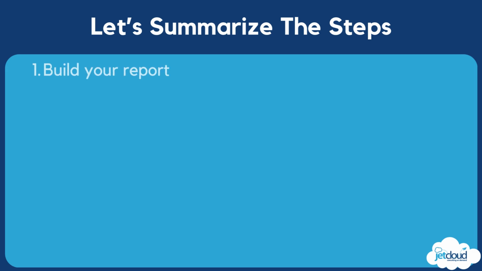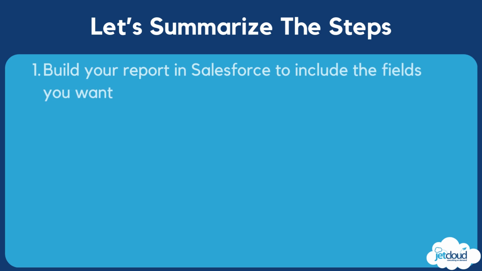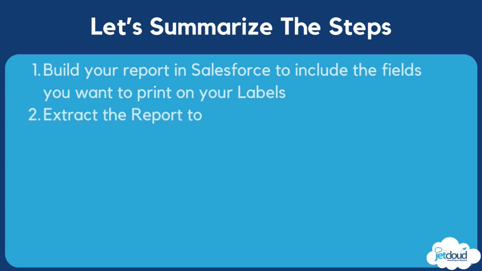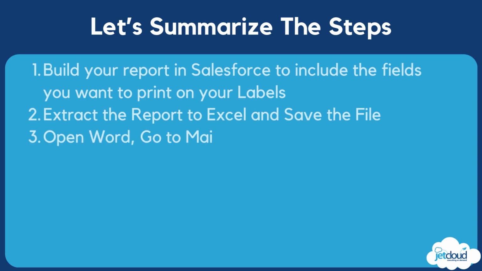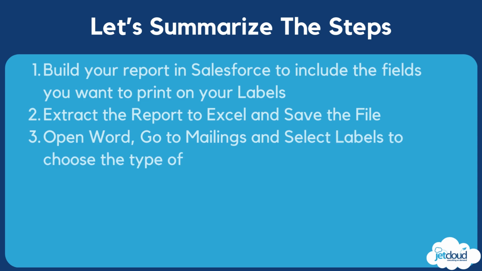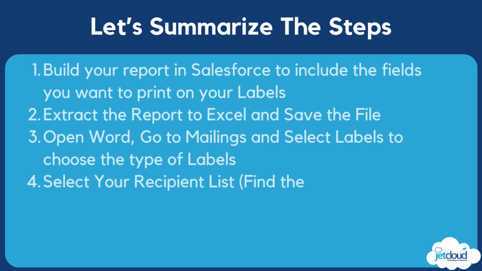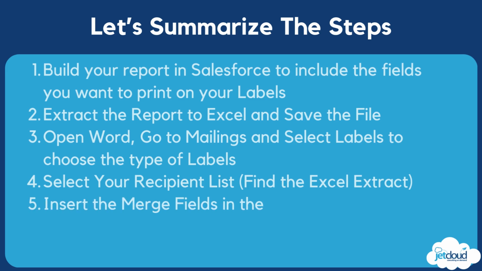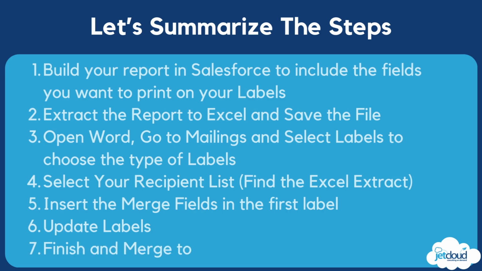Let's summarise the steps. Firstly, build your report in Salesforce to include the fields you want to print on your labels. Next, extract the report to Excel and save the file to a location you can find later. Open up Word, go to Mailings and select Labels to choose the type of labels. Select your recipient list. Find the Excel extract that you'd previously saved. Insert the merge fields into the first label on the sheet. Update labels. Finish and merge to print.